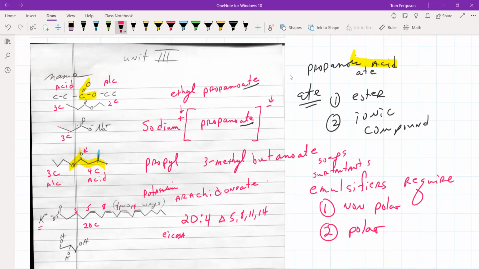So icosa is 20. And that would be at positions 5, 8, 11, 14. Tetraenoic.